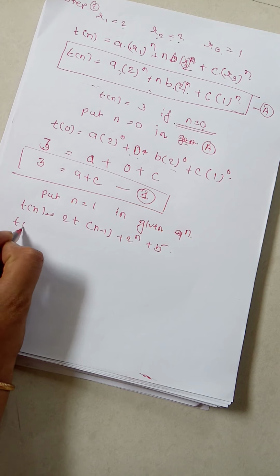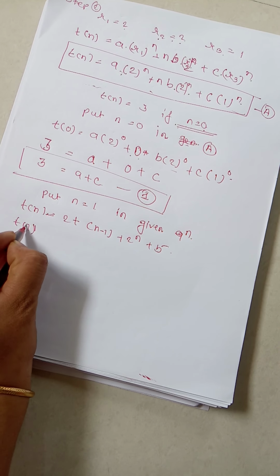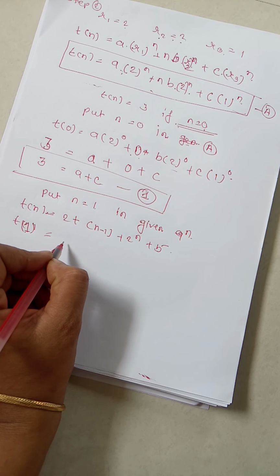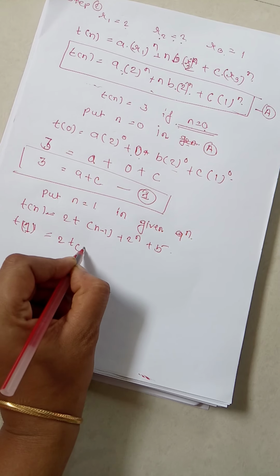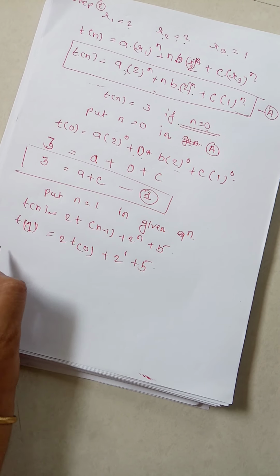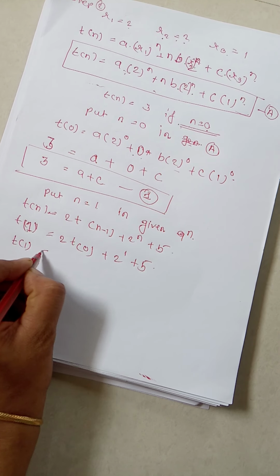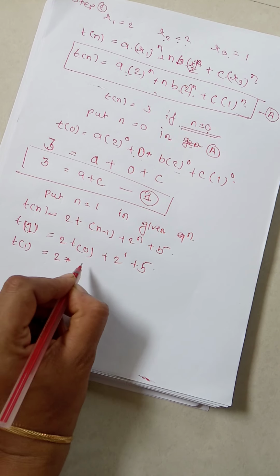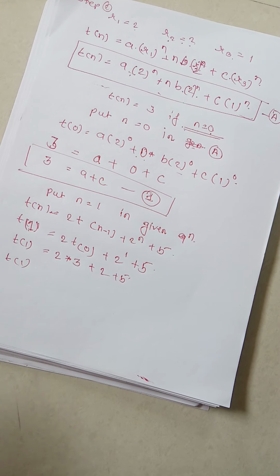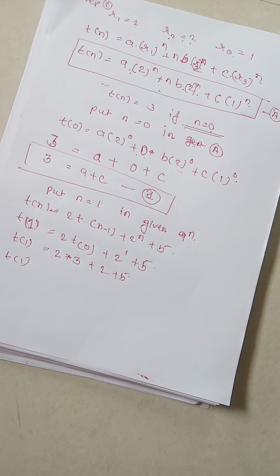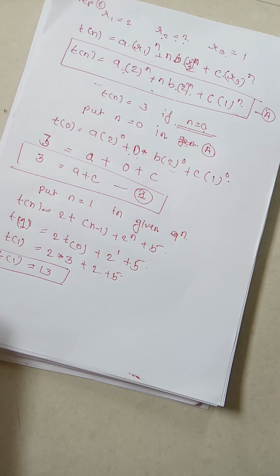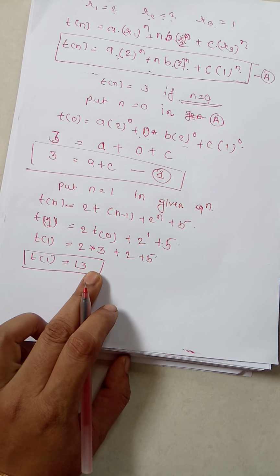Fine. So I need to get the value of t of 1, then I will solve for the 3 unknown constants. So t of 1 is 2t of 1 minus 1, that is t of 0, plus 2 to the power 1 plus 5. So t of 1 is equal to 2 into t of 0, which is 3, plus 2 plus 5. So I will get the value of t of 1 as 13.